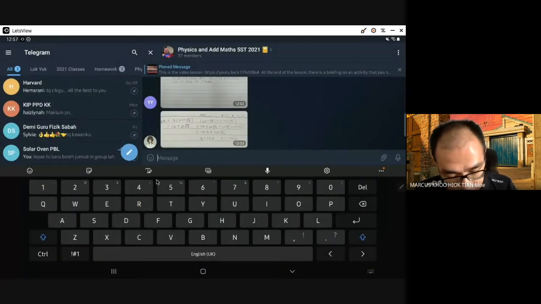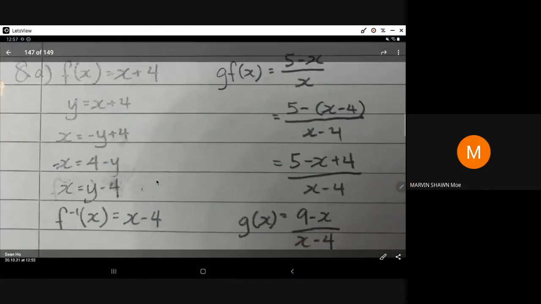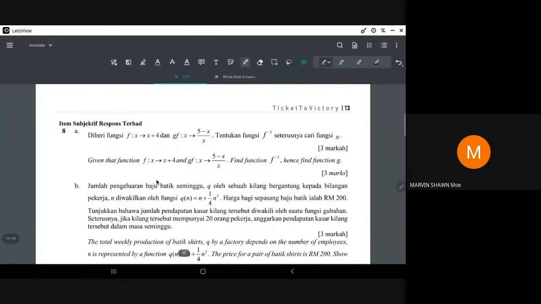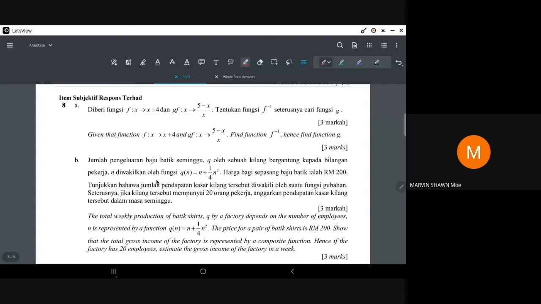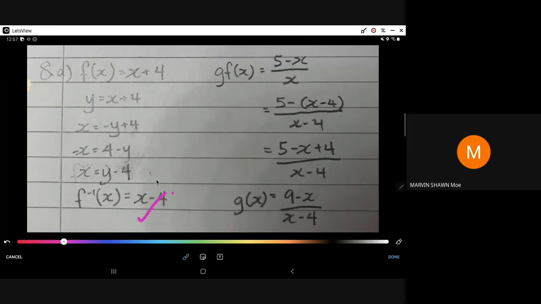All right, question number 8. This is Sean's group, right? Okay. So the question wants us to find f inverse of x, the inverse function of fx. So we make x the subject, y is equal to x plus 4. And then we rearrange, and we find the inverse function of fx is equal to x minus 4. And the question also wants gfx, and wants to find gx. So we substitute the inverse function of fx into the function, and then we find gx. 9 minus x over x minus 4.